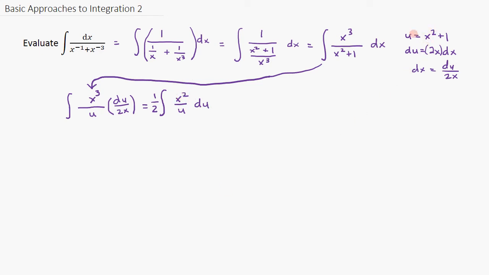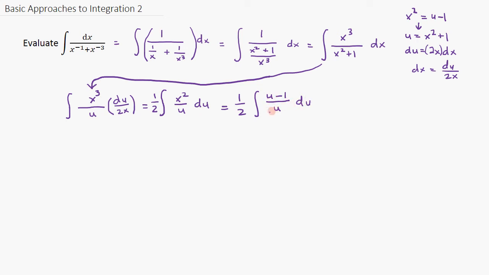And so now we go back to the substitution here. So I can rewrite this equation to solve for x squared in terms of u. So I subtract 1, and you get x squared is equal to u minus 1. Now we use this to substitute the x squared and write it in terms of u. So this is 1/2 the integral. x squared now becomes u minus 1. The denominator is still u. And now the entire integral is in terms of u.